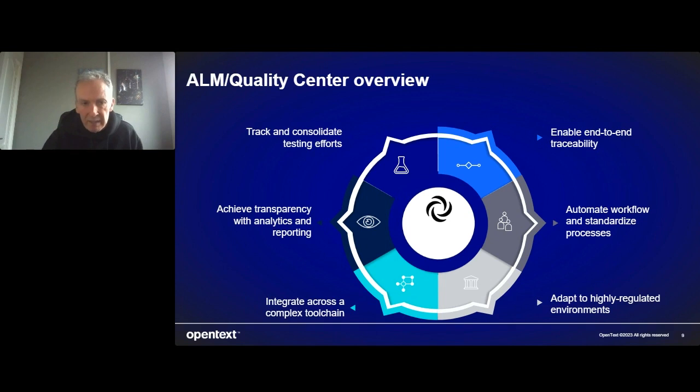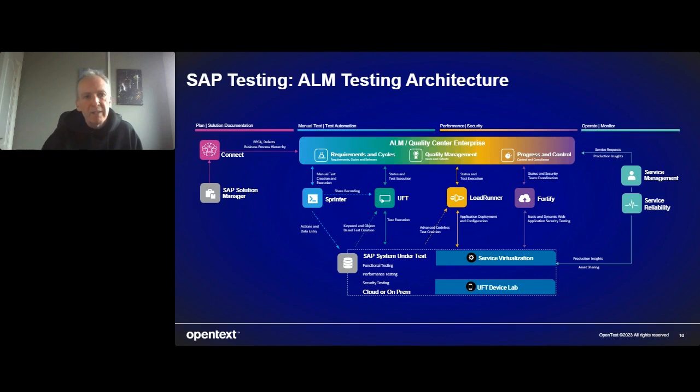We've got a lot of that with SAP and with our Quality Center customers as well. So that auditability, traceability, is very important for having a successful rollout of an SAP implementation. How that fits into an architecture diagram, I'll talk through this briefly.